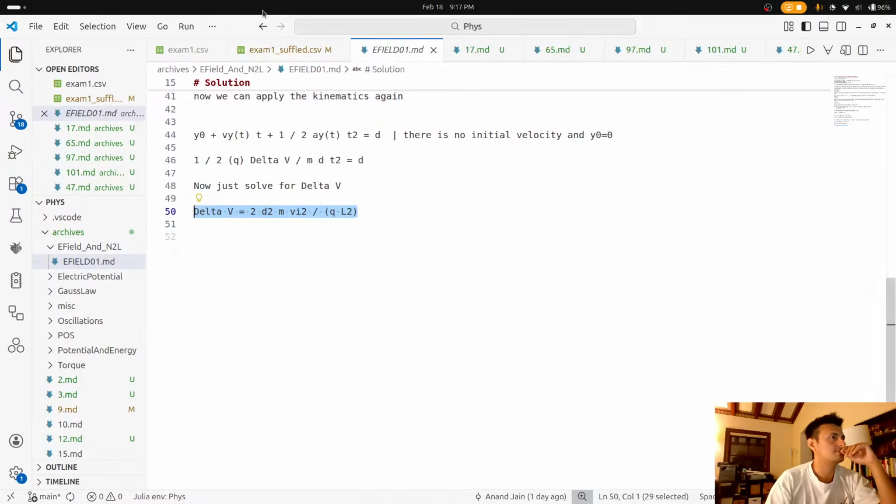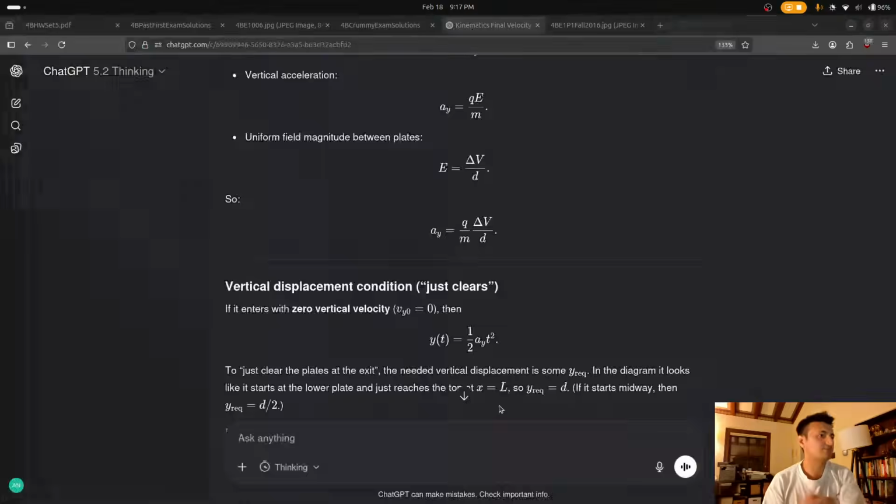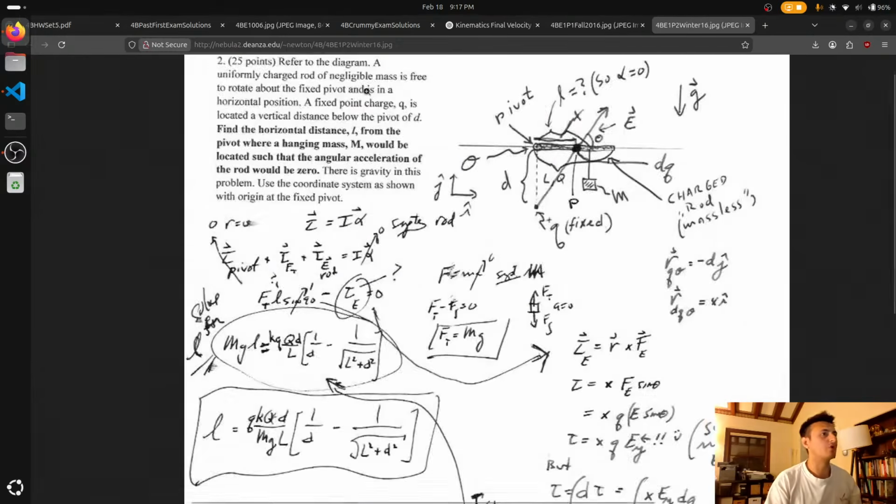Okay, let's keep going. I want some work energy. I like the work energy. All right. Oh, torque? Is this a torque?